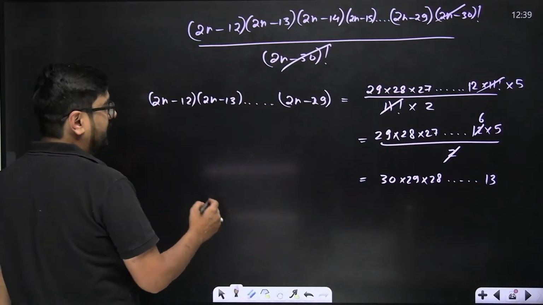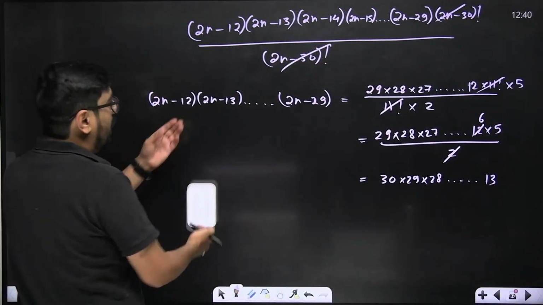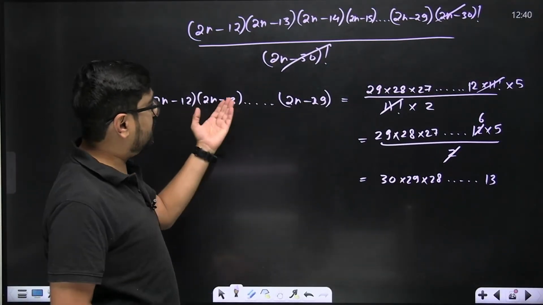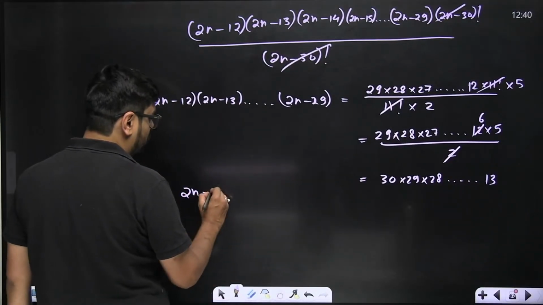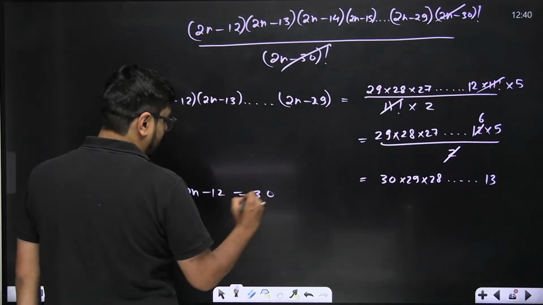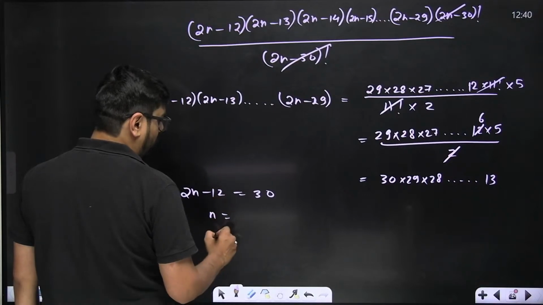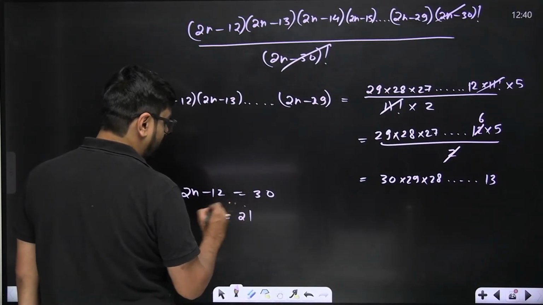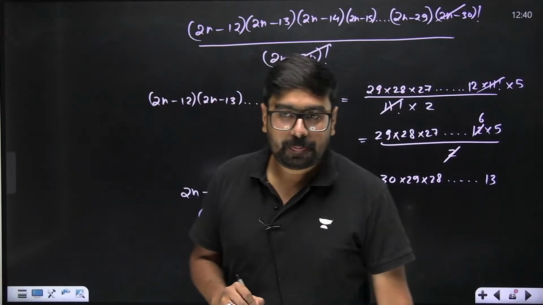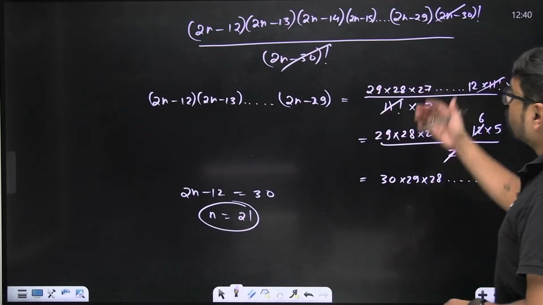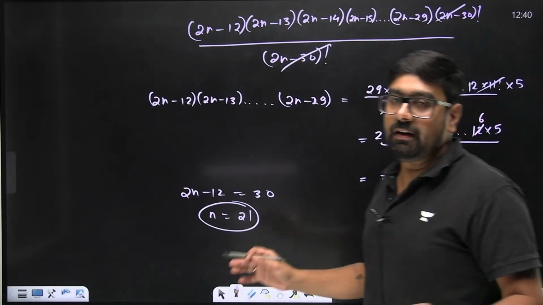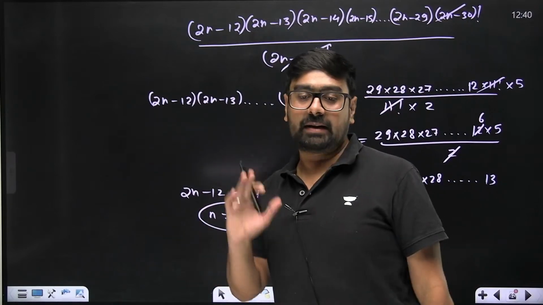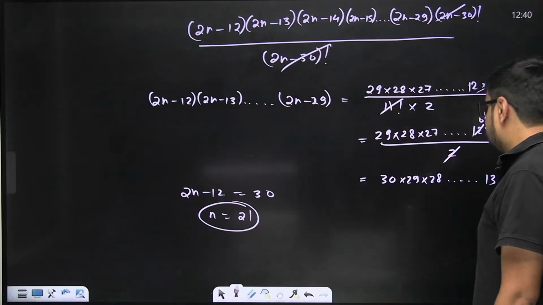We can equate anything. We can say 2n minus 13 is equal to 29, or you can say 2n minus 14 is equal to 28. Or you can simply say 2n minus 12 is equal to 30. So n will be equal to 42 divided by 2, that is 21. Directly, n will come. So always be confident in solving the nCr thing. If nothing works, solving will work if you are confident and practiced with the solving part of nCr.